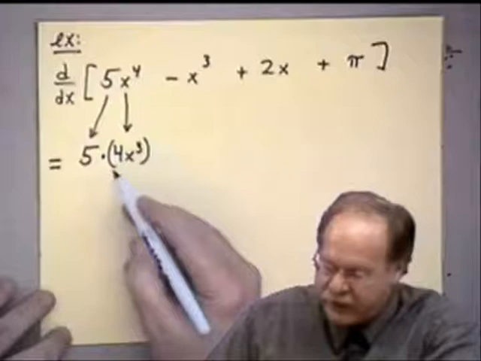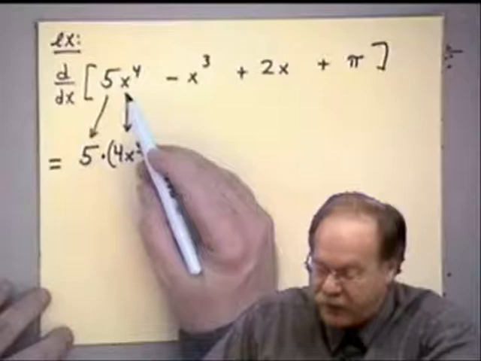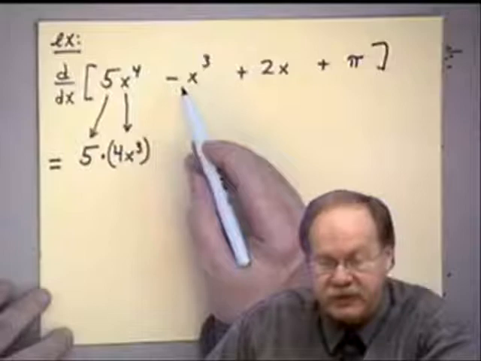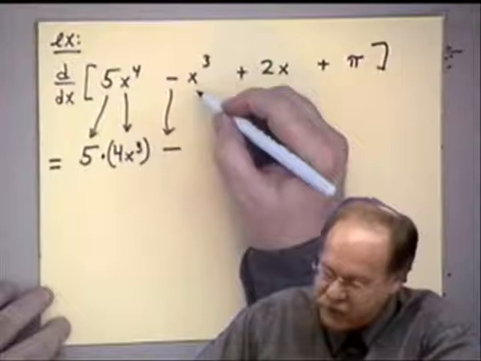Then we had a difference rule that said if you want the derivative of the difference of two functions, it is the difference of the derivatives. So here's the difference right here. And then what's the derivative of x cubed? It is 3x squared again by the power rule.